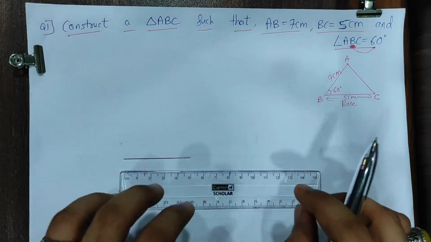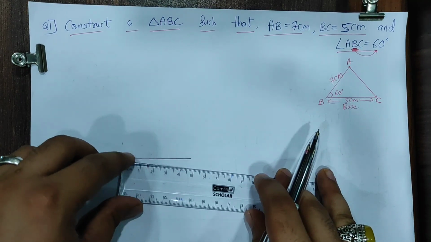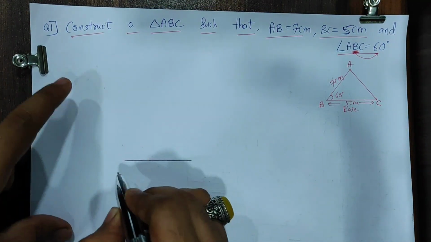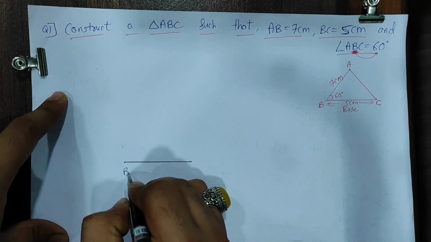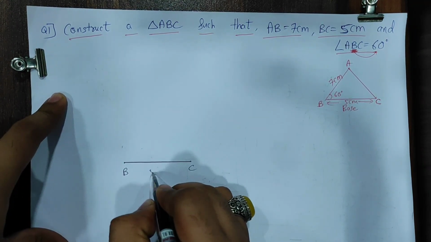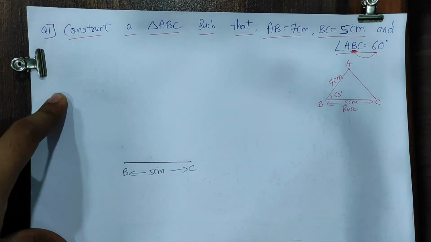You should not do anything, not even rough work, in the fair figure with the pen. Everything should be with the pencil compulsorily, but because it will not be a clear video, that's the reason I'm drawing with the pen. This is B, this is C, right? And 5 centimeter. So 5 centimeter, this is how we write. Okay, this is 5 centimeter.